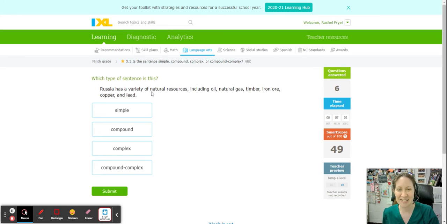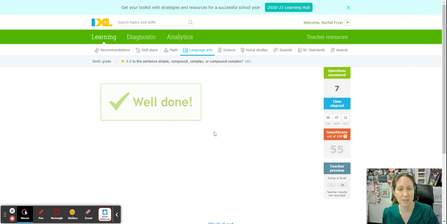Russia has a variety of natural resources, including oil, natural gas, timber, iron ore, copper, and lead. Including looks like a verb, but it's acting like an adjective. So that's a participle, and that's just describing natural resources. So Russia has, that's my only subject and verb, and that's it.